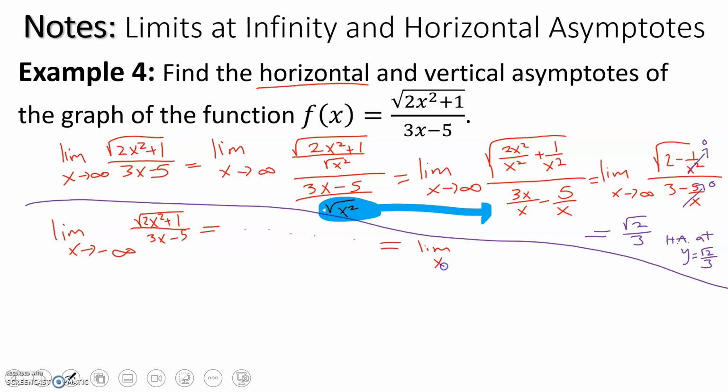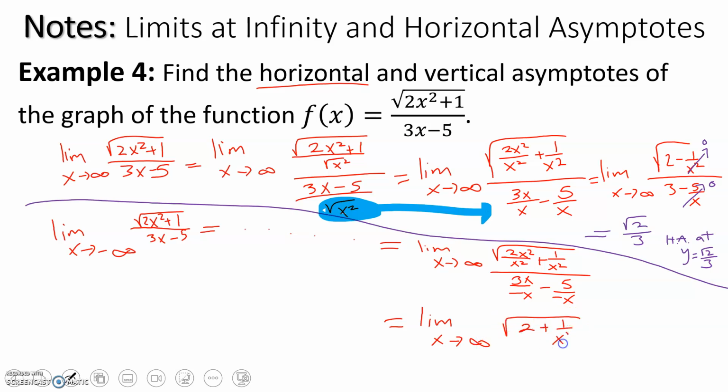So our expression here will become the limit as x approaches negative infinity. Once again, the square root of 2x squared over x squared under the radical plus 1 over x squared all under the radical, over 3x over negative x minus 5 over negative x. And then after simplification, this becomes the limit as x approaches negative infinity of the square root of 2 plus 1 over x squared, all over negative 3 plus 5 over x.